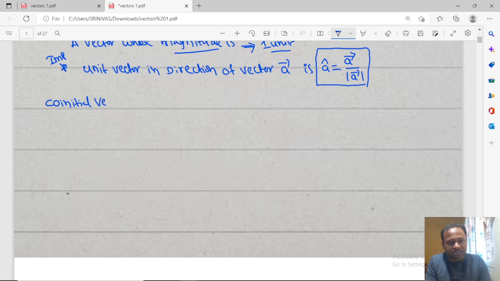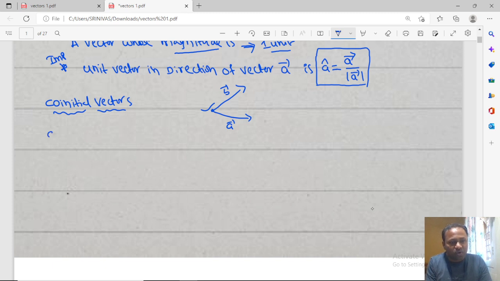Co-initial vectors. Here you have the definition. Suppose I take two vectors, A bar as well as B bar, two vectors having the same initial point. This is called the initial point. Then these vectors are called co-initial vectors.